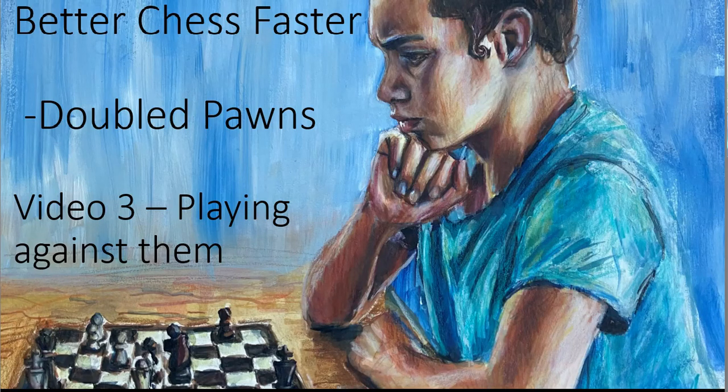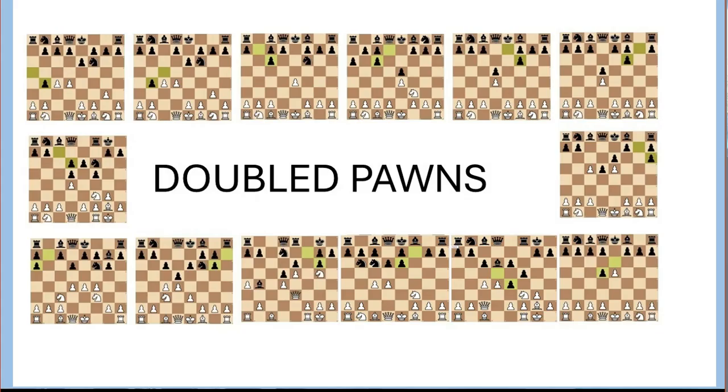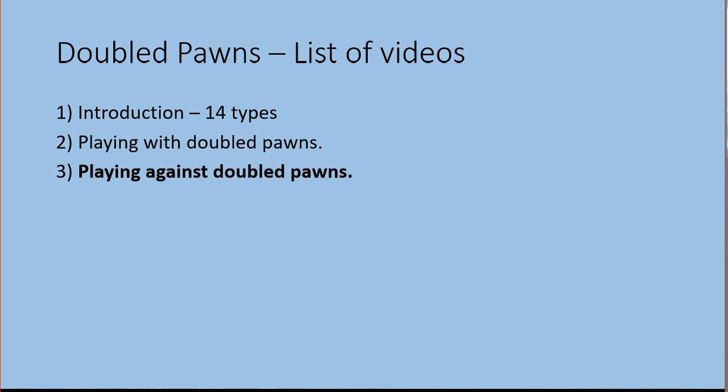Hi, I'm National Master Phil Crocker and welcome to our third video on double pawns. In the first video we looked at 14 different types of double pawns according to where the pawn was moving from and to. Then we looked at some examples of playing with double pawns, and in this final video we'll look at examples of playing against double pawns.